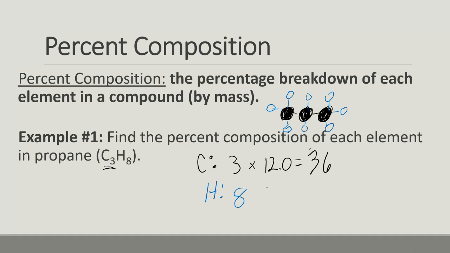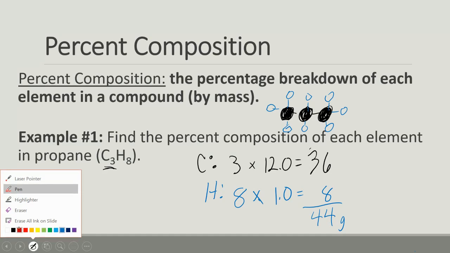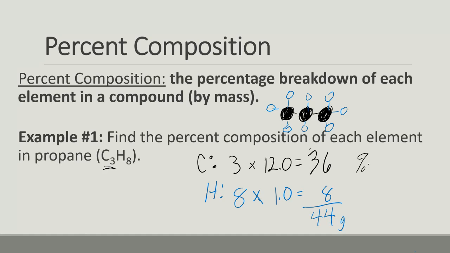I don't know why that's changing. There we go. So I'm getting these numbers from the periodic table, the 12 and the 1. This is how many atoms there are. So that would be a total of 8, and that makes us have a grand total of 44 grams. And so the percent carbon would be the amount of carbon divided by the total. So 36 divided by the 44 would give you the percent carbon and the percent hydrogen.